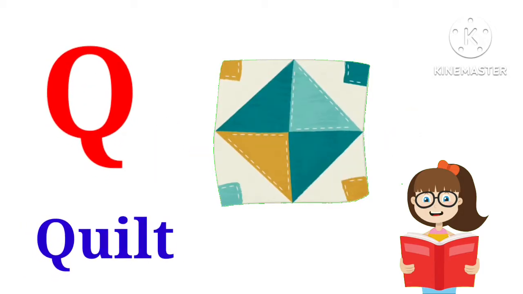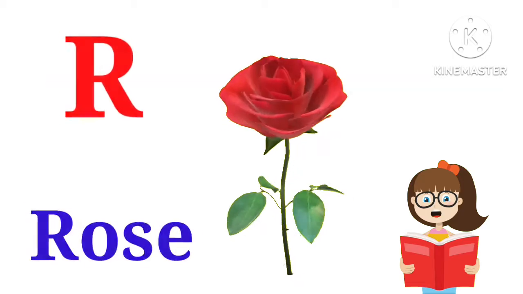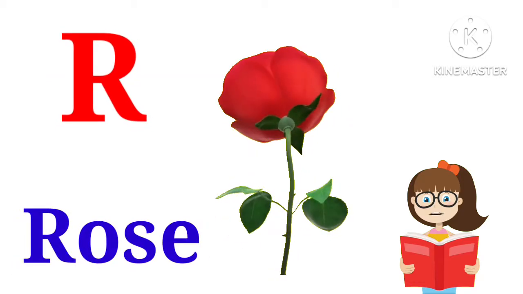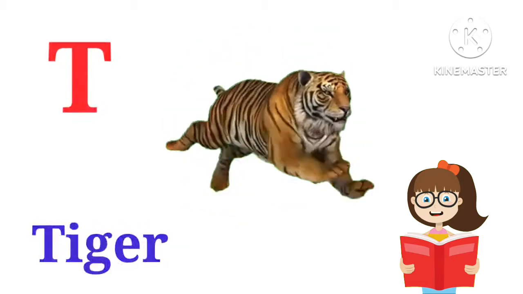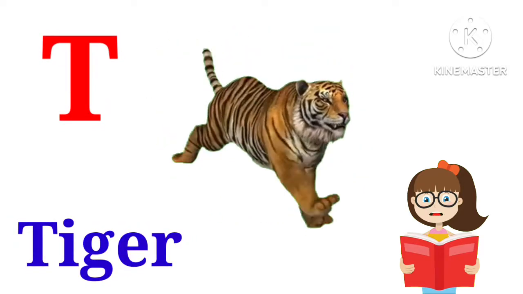Q for quilt. R for rose. S for sun. T for tiger.